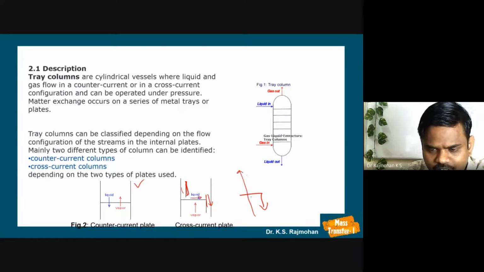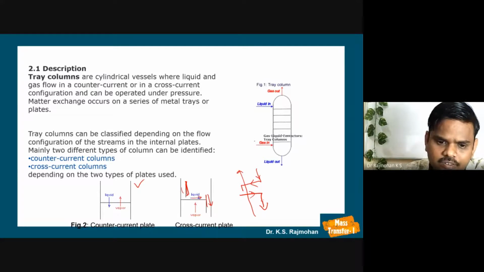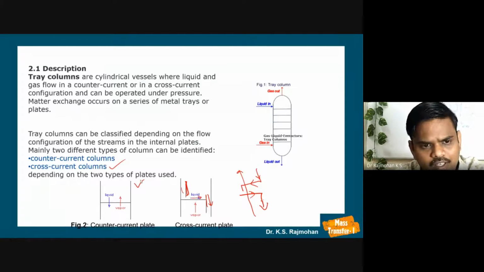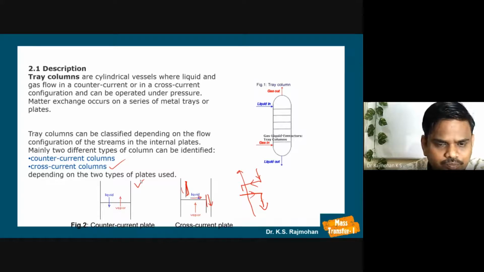Actually for gases it is only one direction, whereas the liquid is coming in this fashion, right? It comes down and moves in this direction, and again it goes in this direction. So cross current columns can be used. Obviously there is exchange of solute A from the gas phase to the liquid phase, or from the liquid phase to the gas phase. This type of column is widely used for distillation and absorption operations.